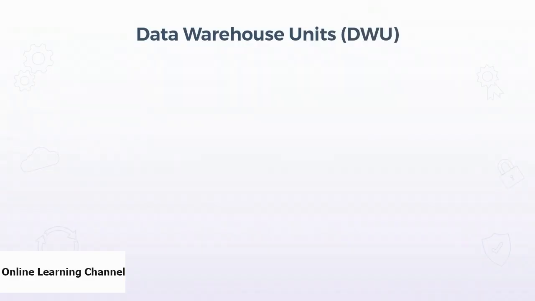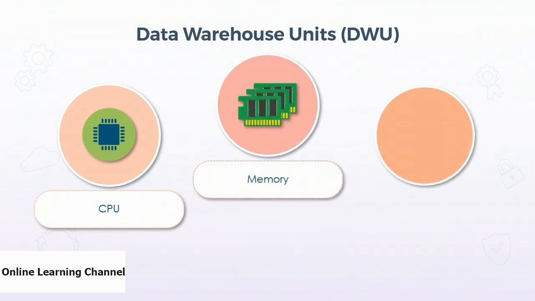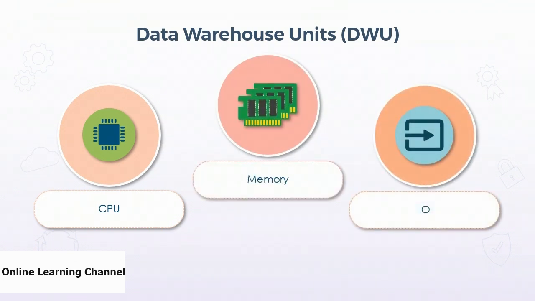Now let's start our journey into data warehousing by discussing the data warehouse unit. A data warehouse unit is just a unit of measure of resources that includes CPU, memory, and input/output operations per second that's assigned to your SQL data warehouse database. So increasing the number of DWUs will increase resources and the performance of your queries by way of executing them in parallel.